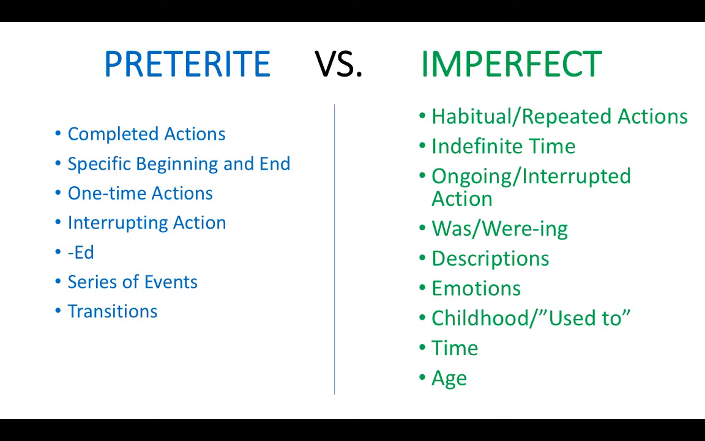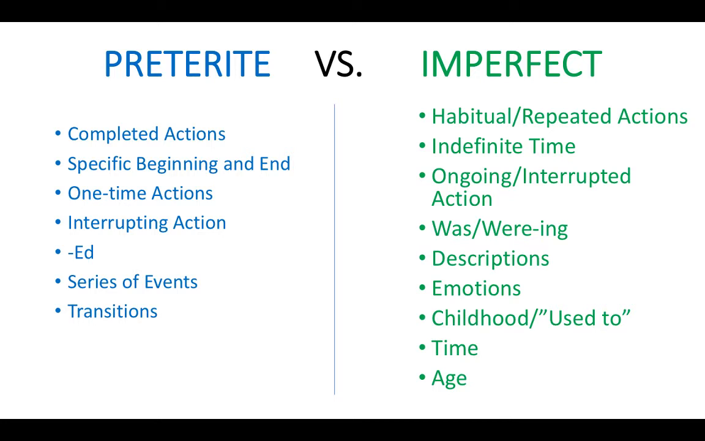Was or were -ing. Okay, so this brings me to another important point about interrupted actions and interrupting actions. So most commonly, whenever you see the imperfect translated as was or were -ing, it usually occurs in a sentence where there's an interrupting action. So for example, we were watching TV when someone knocked on the door.